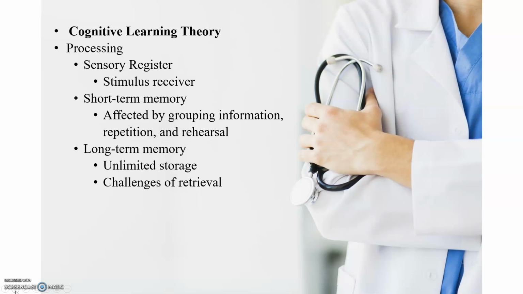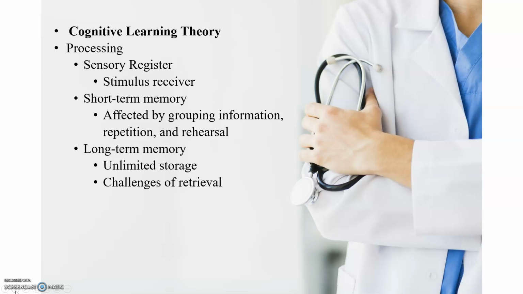The sensory register serves as the stimulus receiver. Here, information is held for 1 to 3 seconds. Attention is given to the stimulus. The information is transferred to the short-term memory. The short-term memory, or working memory, holds about 7 pieces of information for about 30 seconds. The capacity of the short-term memory can be affected by grouping information, repetition, and rehearsal. Important information from the short-term memory is transferred to long-term memory.